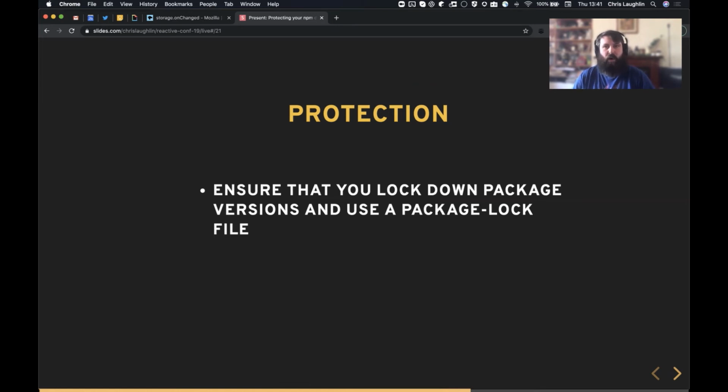Never have wildcards or ranges in your packages. Always hard lock your packages. Use package lock files. Use the package JSON to hard set your versions.